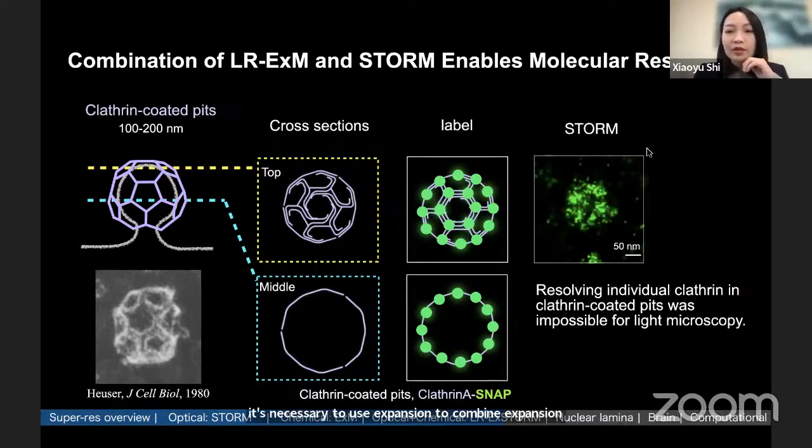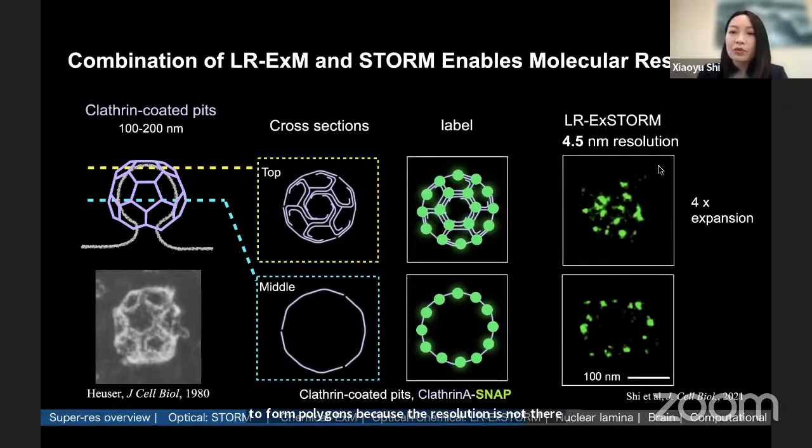So first we image the SNAP tag labeled clathrin-coated pits in the cells with STORM, and we don't see the structure we expected to see, which are the separated dots to form polygons, because the resolution is not there yet. And then we combine the STORM with LR expansion microscopy and achieved 4.5 nanometer resolution. Here, the resolution is the scaled back resolution.